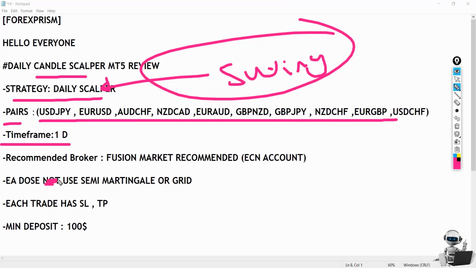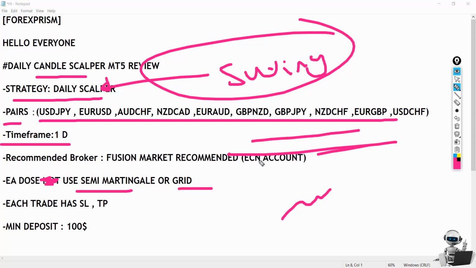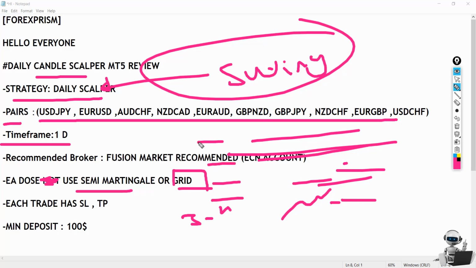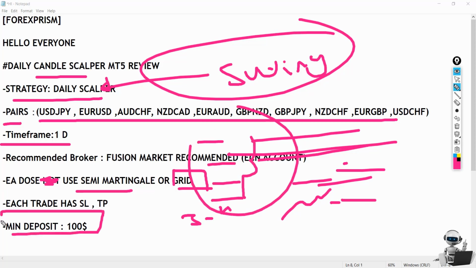The EA actually does use semi-martingale, so it increases the lot size, but not like typical or classical martingale, and it uses some grid. It is not like it will open 10 or maybe 20 trades, but it will use some sort of grid, maybe 3 to 4 trades per pair, with increasing lot size. Minimum deposit is $100 US, and each trade has a stop loss and take profit.